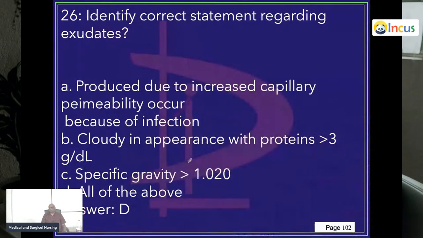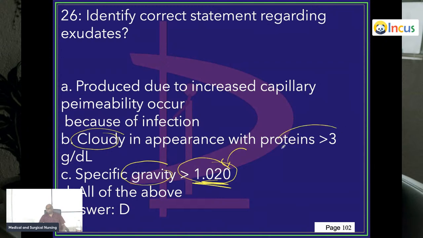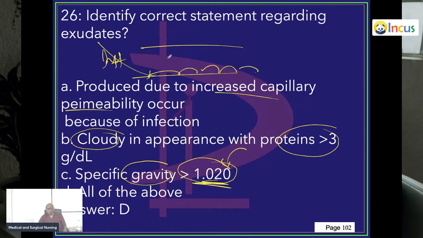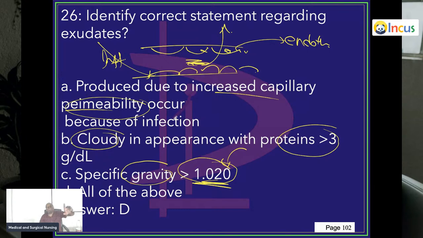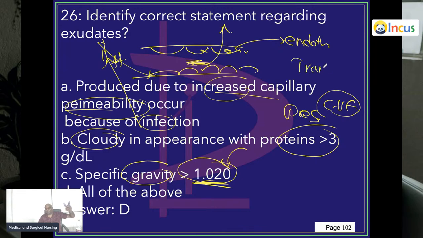about exudates, what will you remember? Their specific gravity is more than 1.020. They are very cloudy. Their protein content is high. And it is not the capillary pressure, it is the capillary permeability. So whenever there is any infection, that organism will come and cause increased permeability of the vascular endothelium. And that will make the fluid inside leave the blood vessel. So increased capillary permeability due to infection is the cause of exudate. Increased capillary pressure because of congestive heart failure leads to transudate. Transudative pleural effusion is what you need to remember.